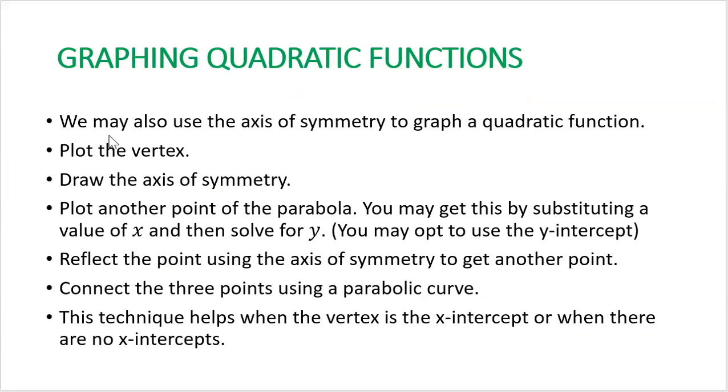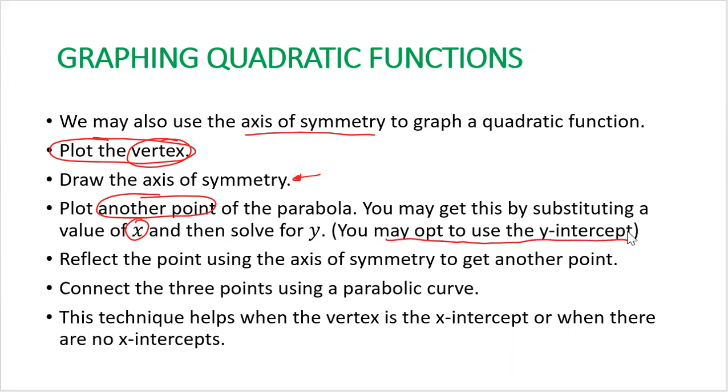Okay, now, we can also use another technique in graphing quadratic functions. You may also use the axis of symmetry to graph a quadratic function. So first, we need to plot the vertex, and then we draw the axis of symmetry. So remember, the axis of symmetry is a vertical line that passes through the vertex. And then we plot another point of the parabola, and we can get this by substituting any value of x, and then we solve for the value of y. Now, in order to get this additional point here, we may opt to use the y-intercept.